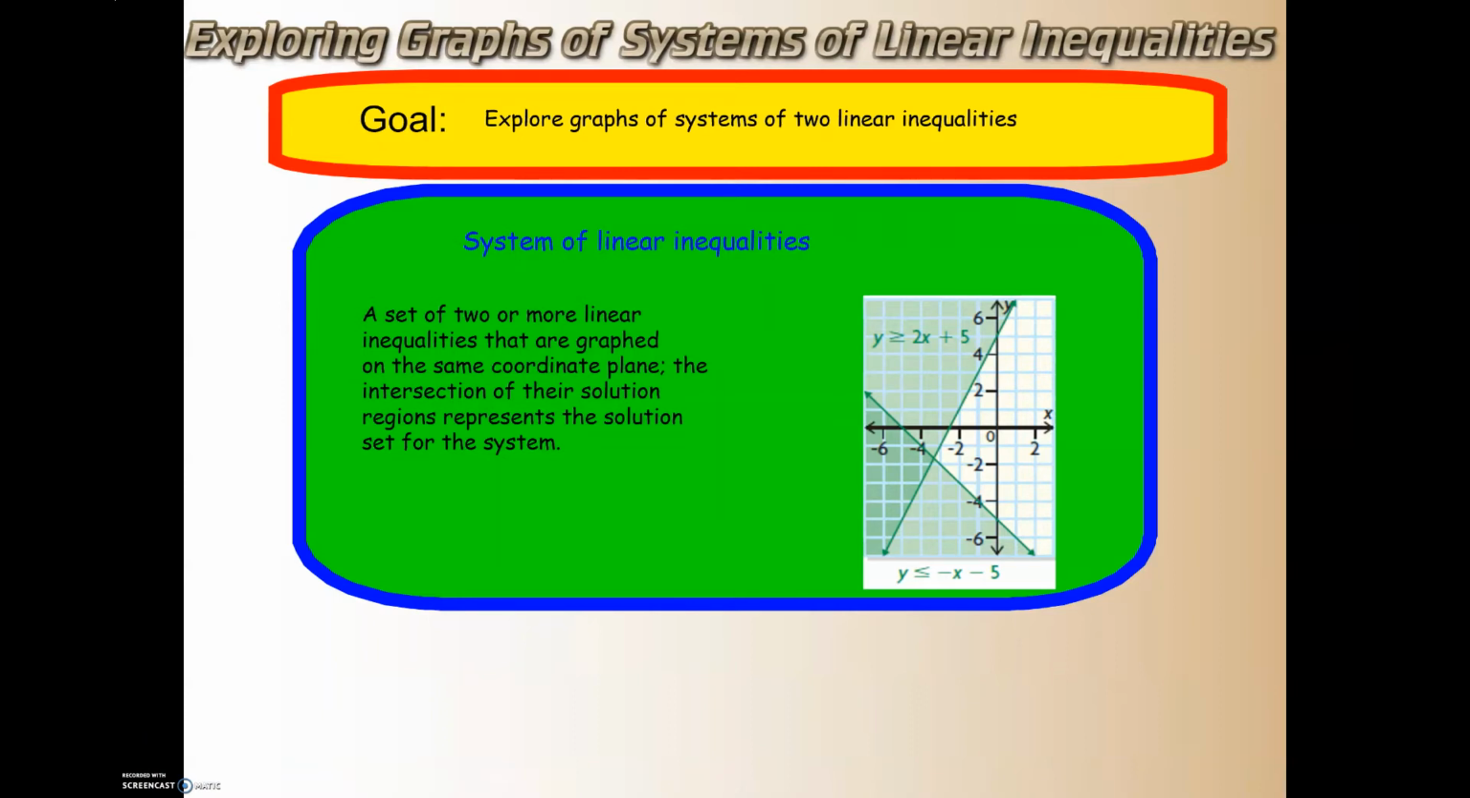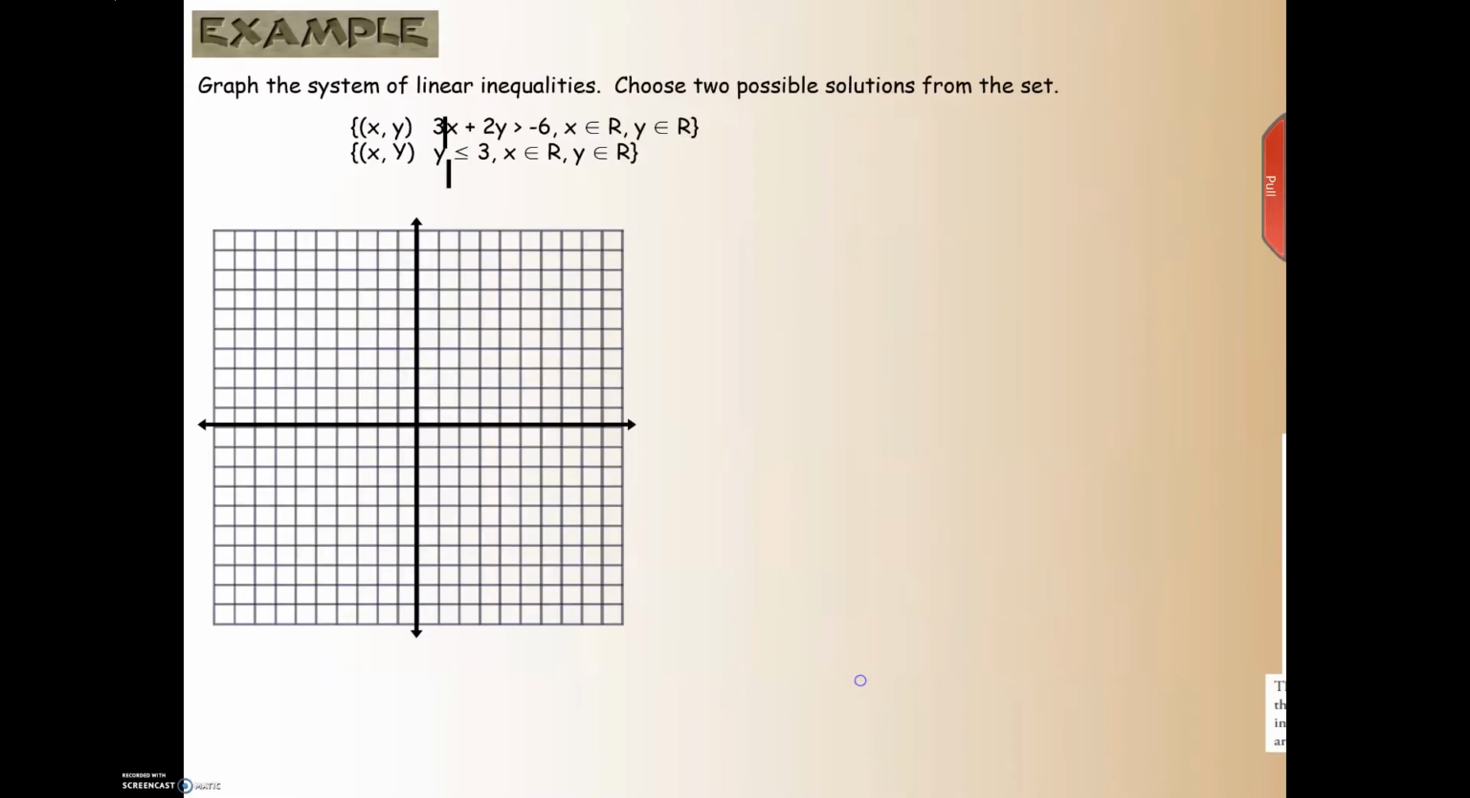In this video, we're going to explore graphs of systems of linear inequalities. And what that means is it is a set of two or more linear inequalities that are graphed on the same coordinate plane. The intersection of their solution regions represents the solution set for that system. So in this picture, this darker green shaded area would represent the solution region for both those graphs.